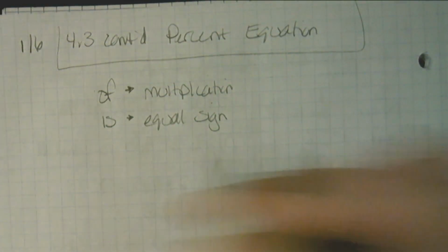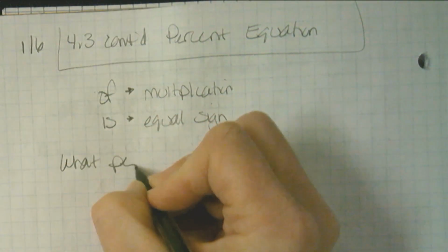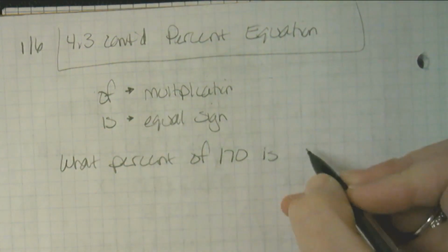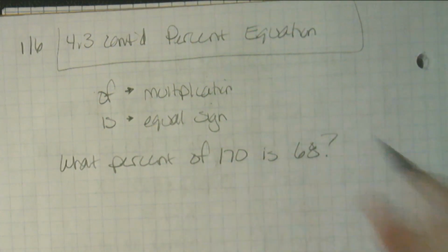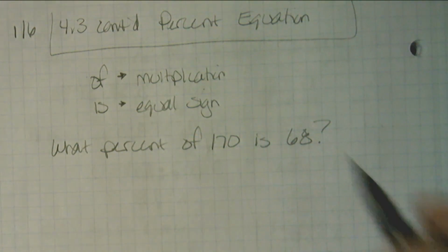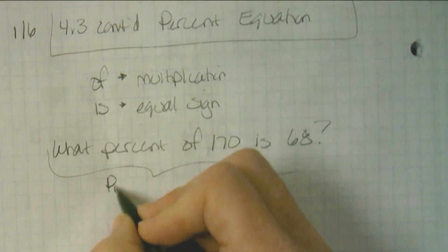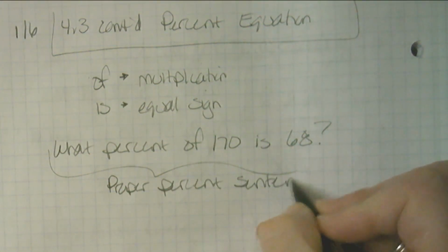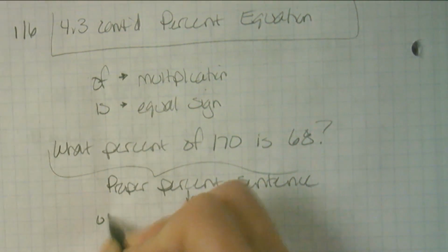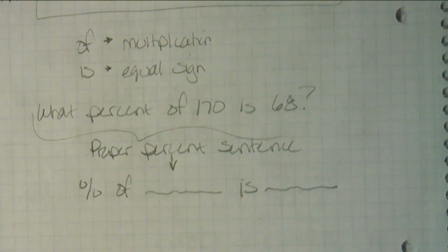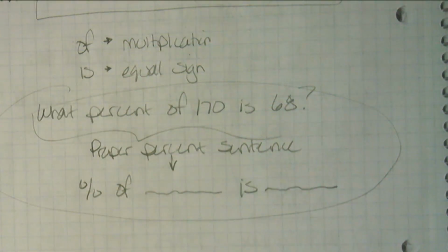All right, so if I give you what percent of 170 is 68, you have to use the percent equation tonight for your homework. You have to. You may not use proportions. All right, we definitely want a proper percent sentence. So I'm going to write proper percent sentence. What that means is I have percent of, and whatever information is whatever information. That is a proper percent sentence. And here we did write that properly.